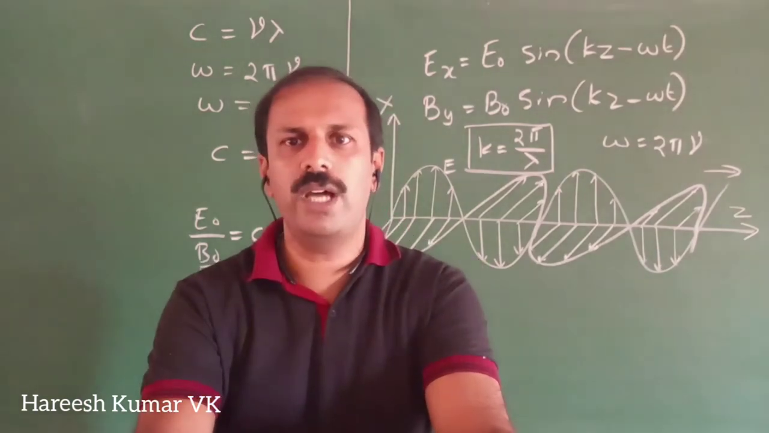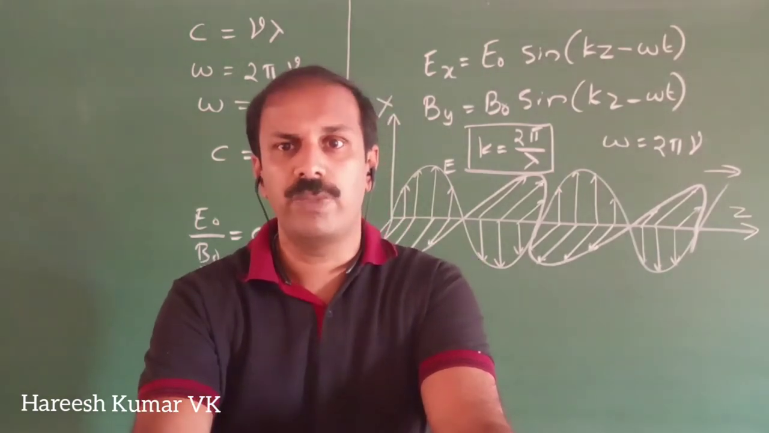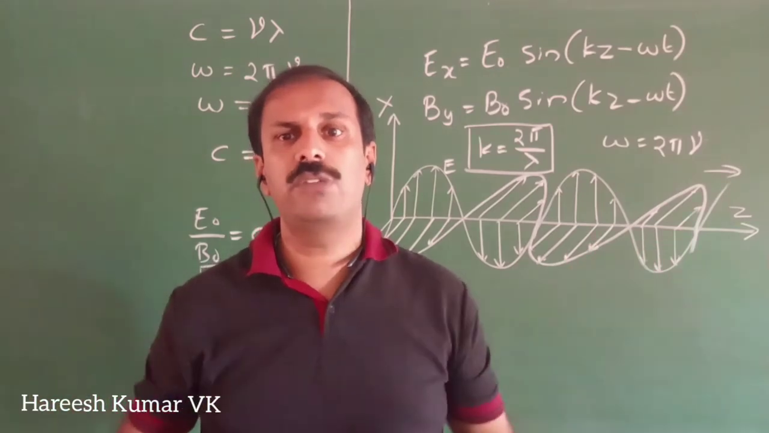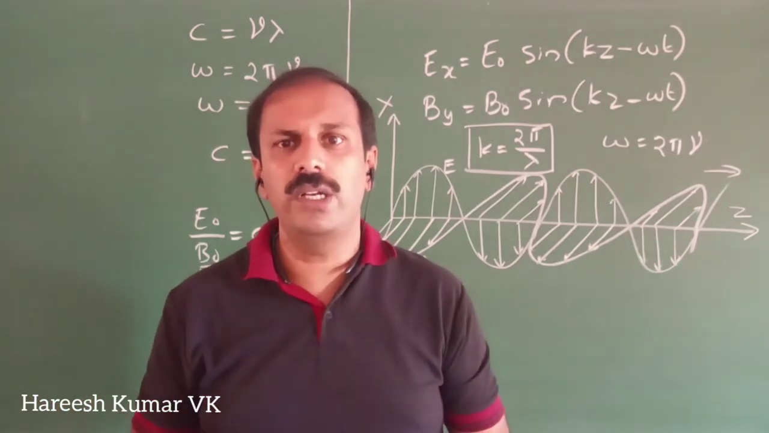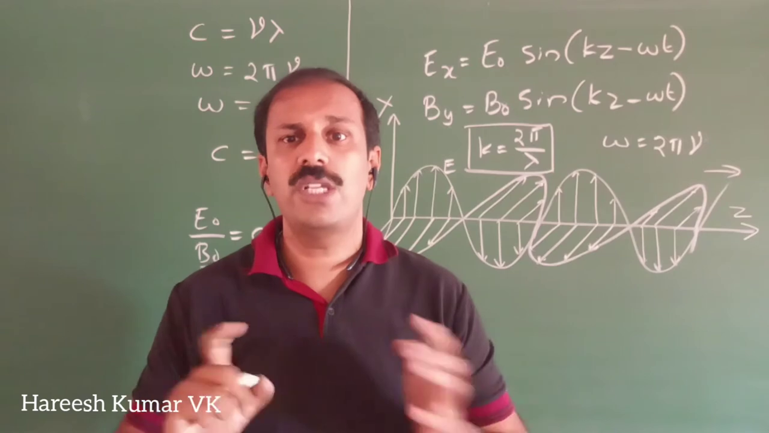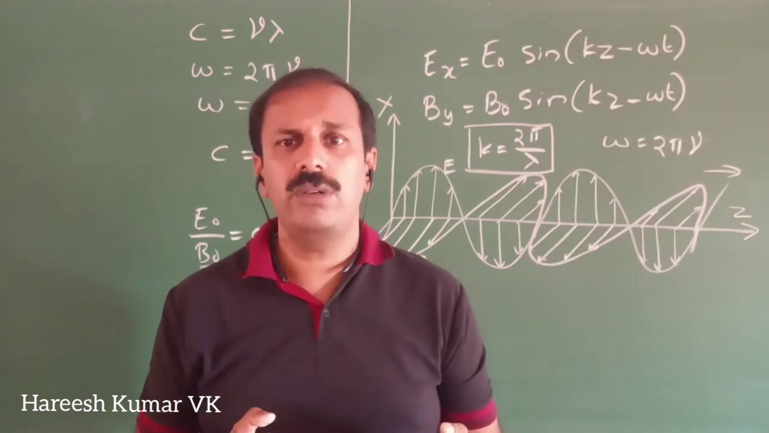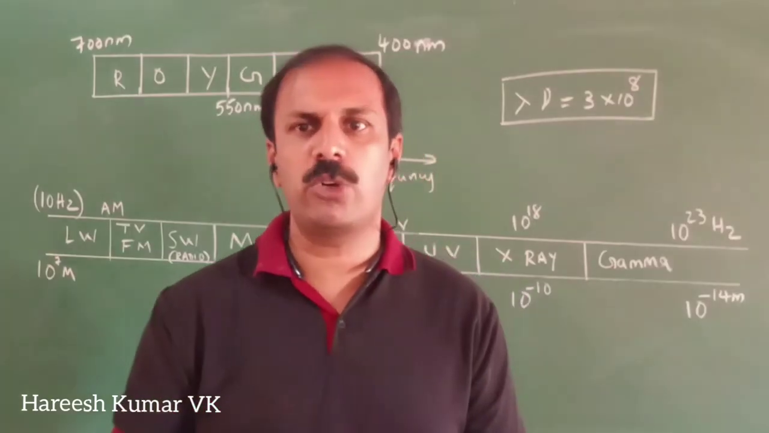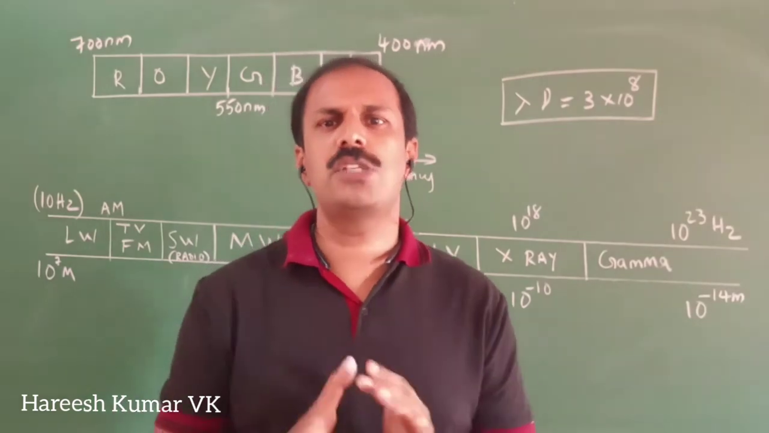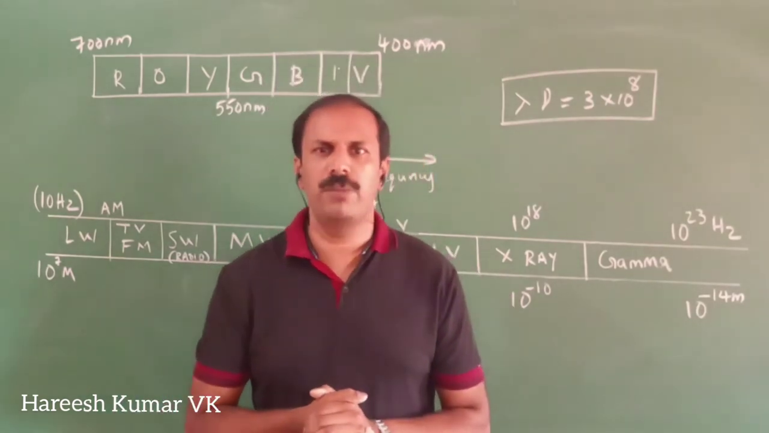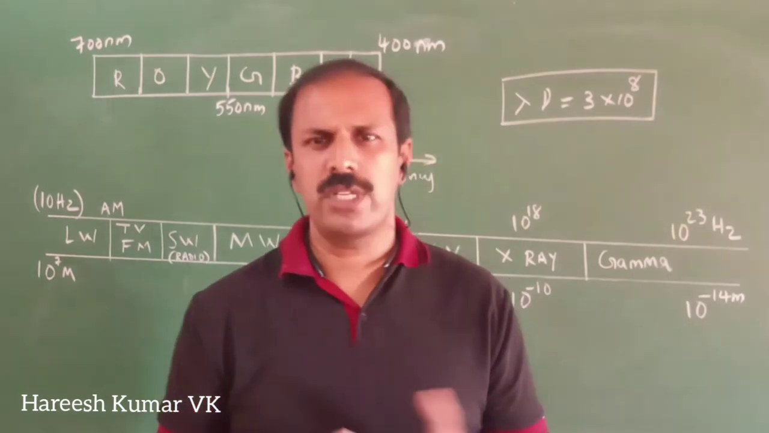Now we will discuss the electromagnetic spectrum. That is the total electromagnetic waves. What are the waves coming under that, and what are the approximate range, frequency, and wavelength. What are the waves present in the electromagnetic spectrum, in which frequency range they come, and what are the uses, such things.